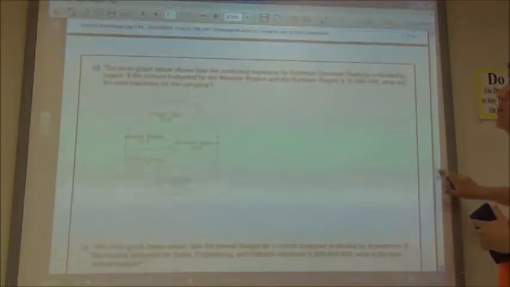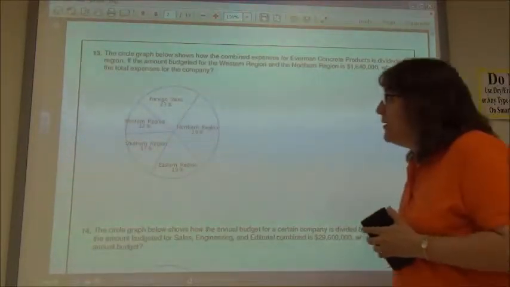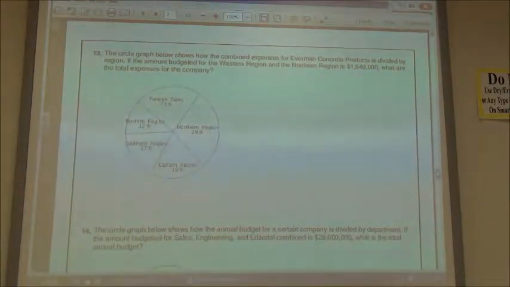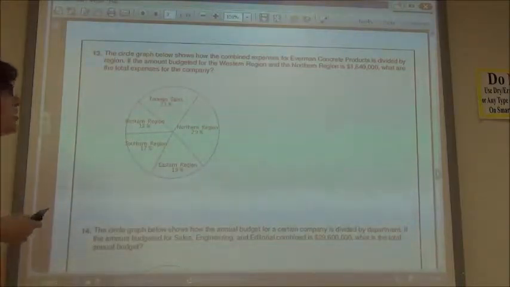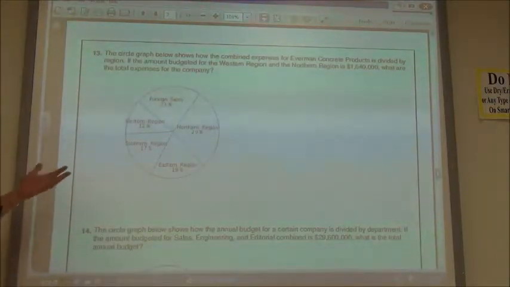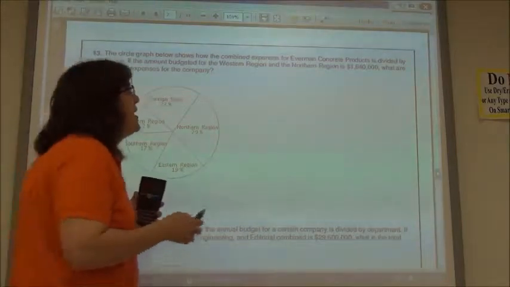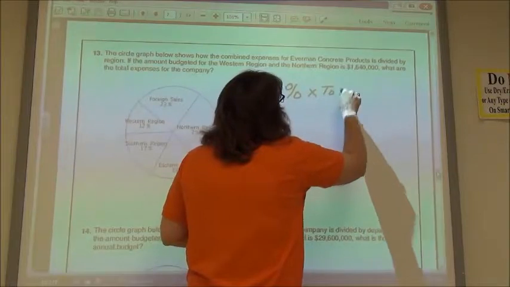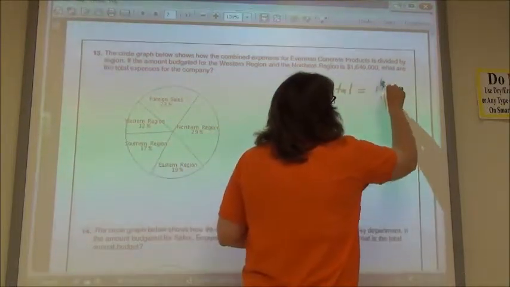Number 13, we are now doing a circle graph. It says, the circle graph below shows how the combined expenses for Everman concrete projects is divided by regions. If the amount budgeted for the western region and northern region is $1,640,000, what are the total expenses of the company? Well, we really haven't talked about percents a whole lot, so you kind of need to know about percents. What we need to know is that the percent times the total is equal to the part.